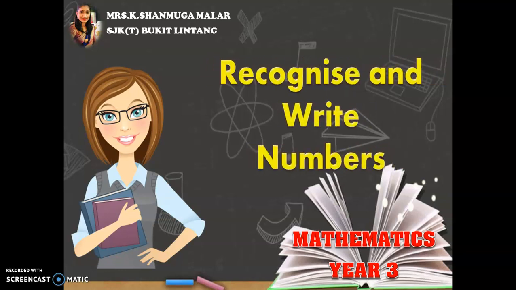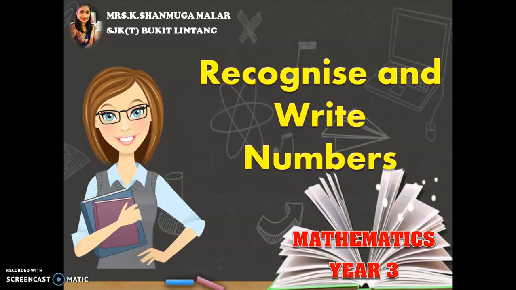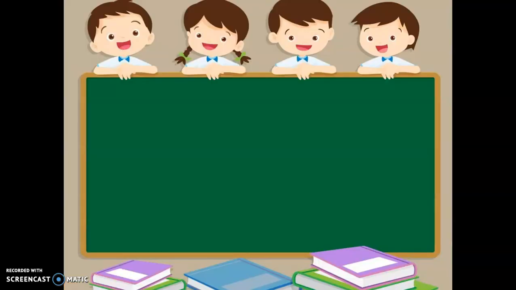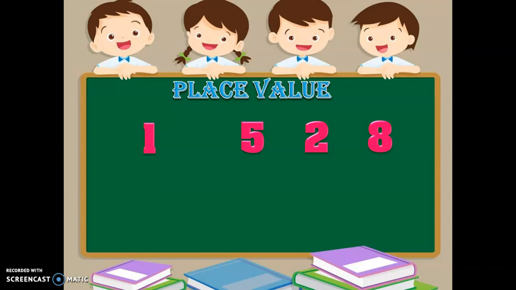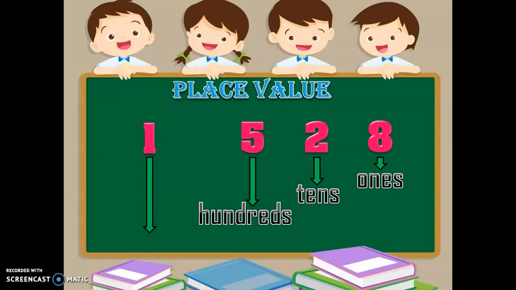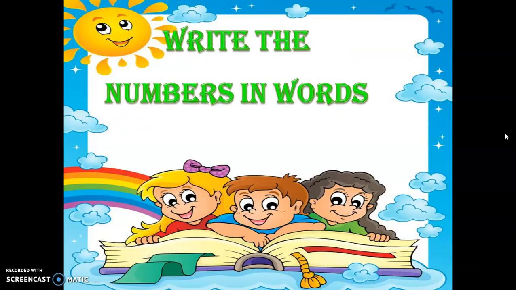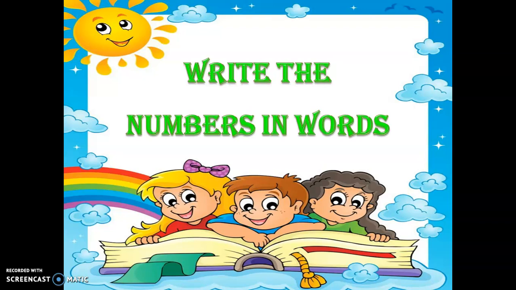Today I'm going to teach you to recognize and write numbers. Before we start today's lesson, I'm going to teach you the place value of the digit. Students, what is the place value for 8? Yes, it is ones. And how about 2? Yes, it is tens. And the place value of digit 5 is hundreds. The place value for digit 1 is thousands.